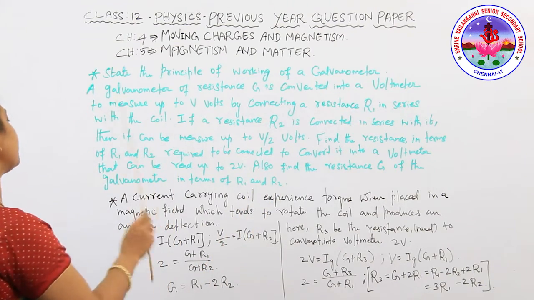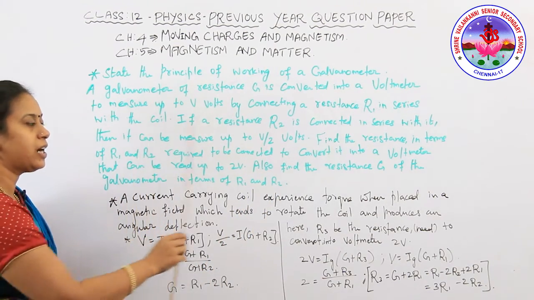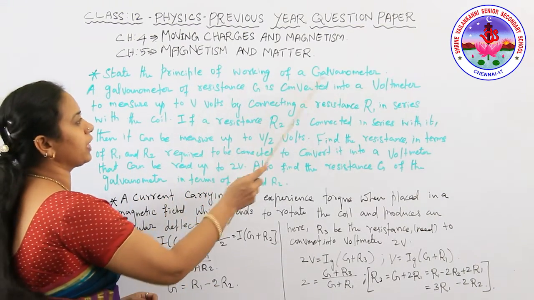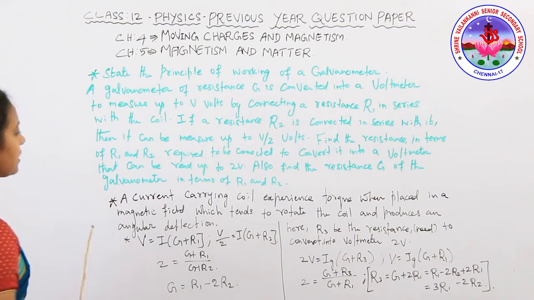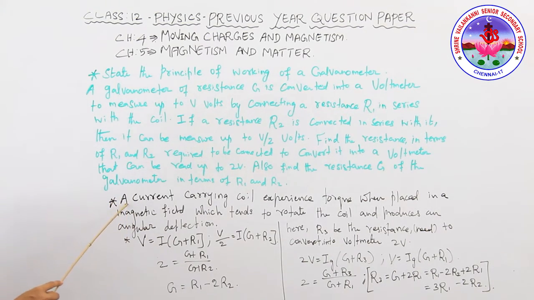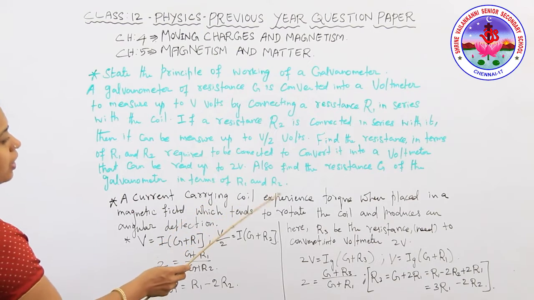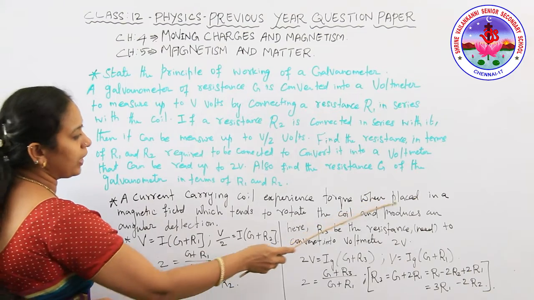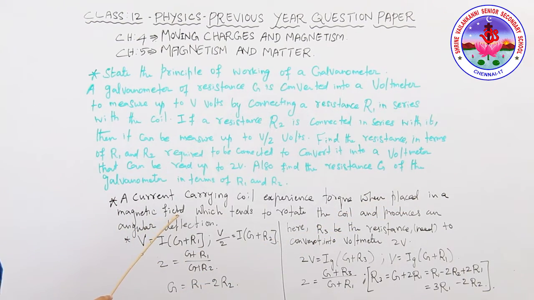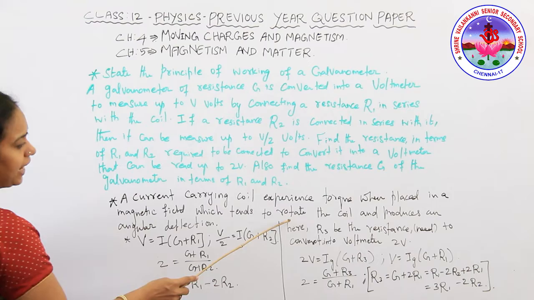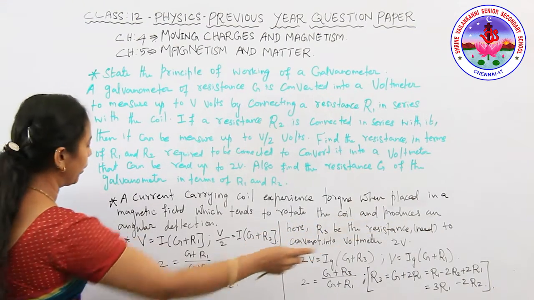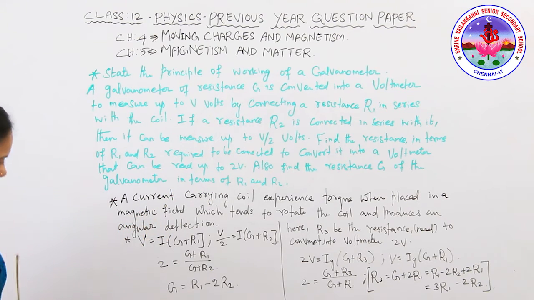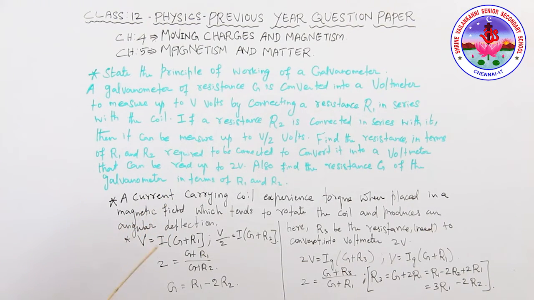The conversion type they will ask consecutively for 2-3 years, right? So you must always know the principle of working of the galvanometer. This is the principle: a current carrying coil experiences a torque when it is placed in a magnetic field, it tends to rotate the coil and it produces an angular deflection. That is the galvanometer working principle. And they have given, you have to convert it.